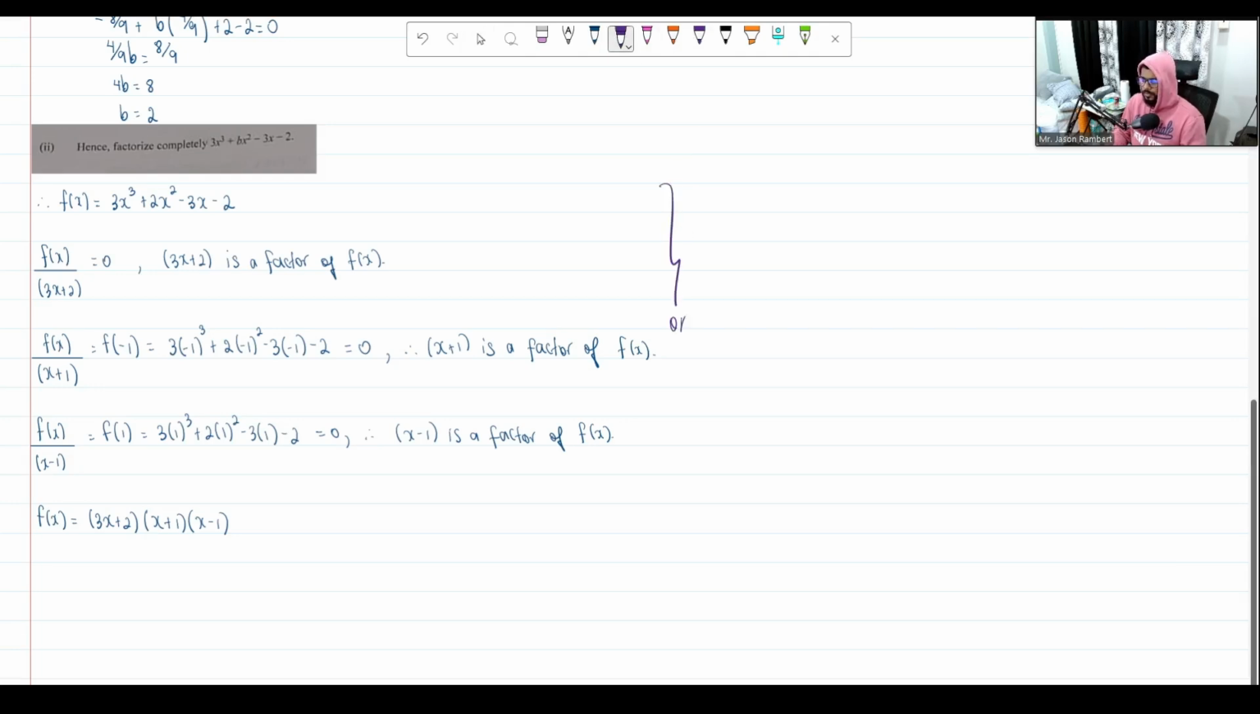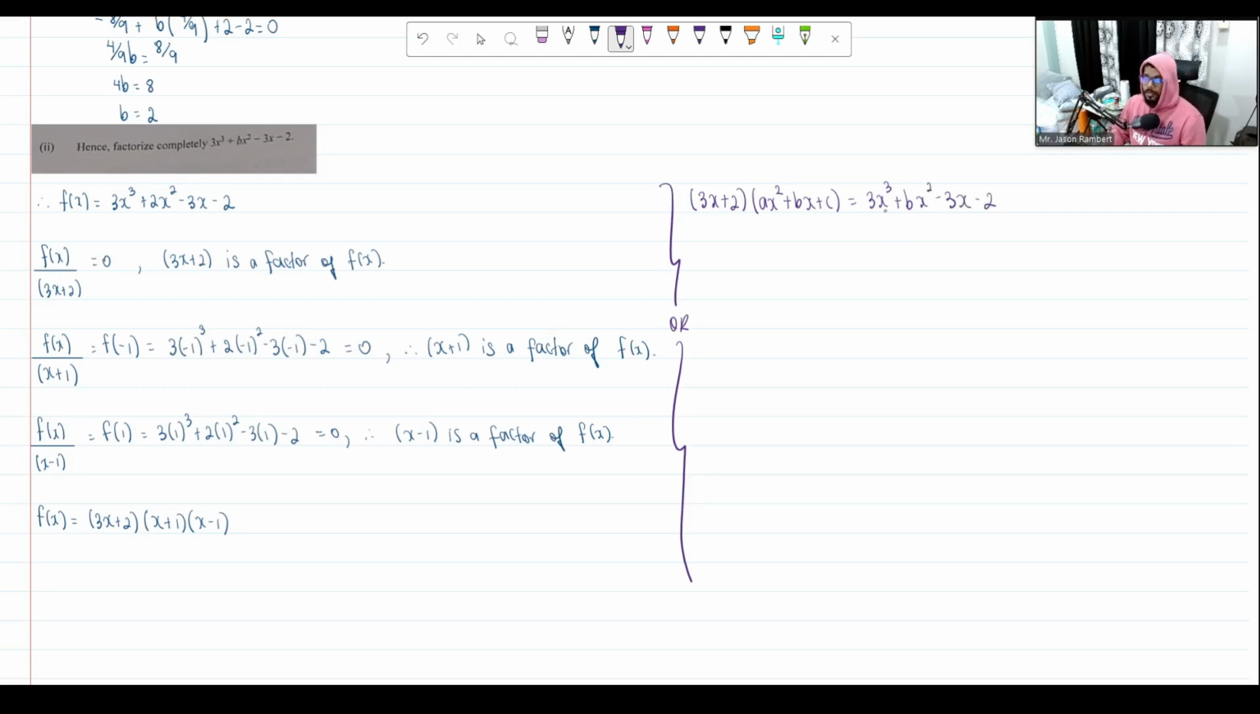Now, the long way around this. There are 2 ways to do it. One way is by long division. The next way is by comparing coefficients. So generally, a linear 3x plus 2 multiplied by a quadratic ax squared plus bx plus c is supposed to give me the polynomial in question, which is 3x cubed plus bx squared minus 3x minus 2.